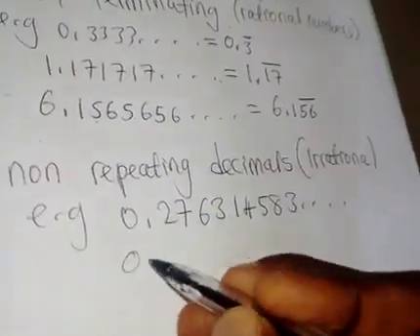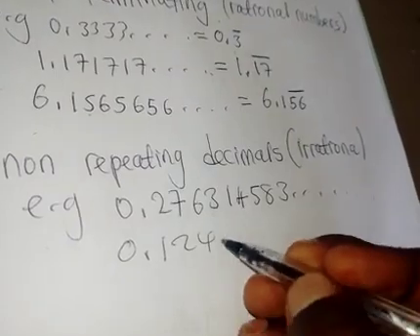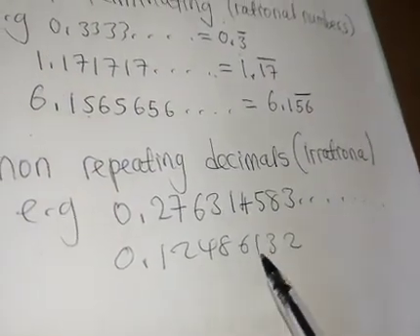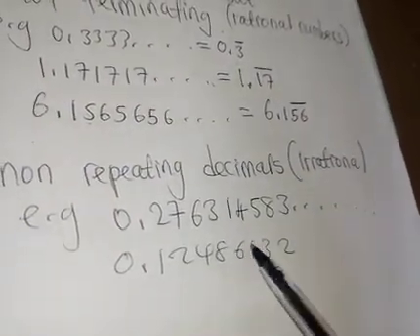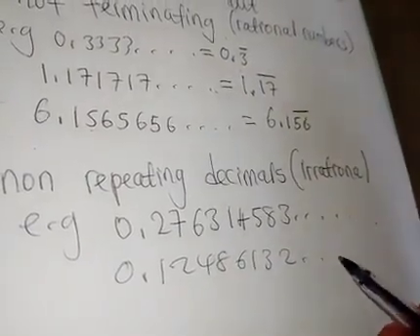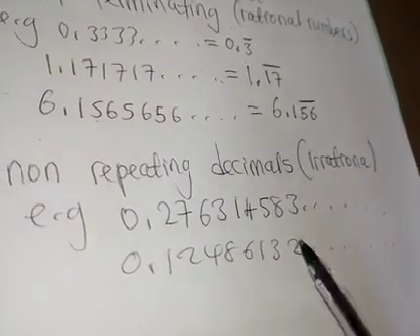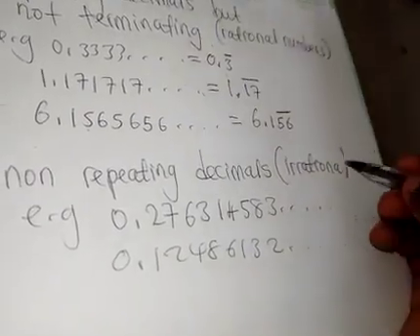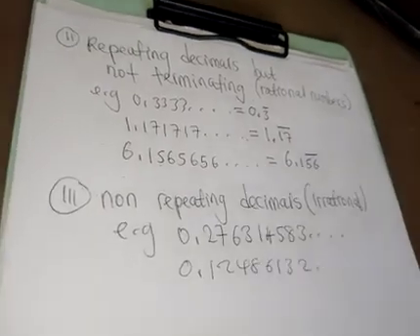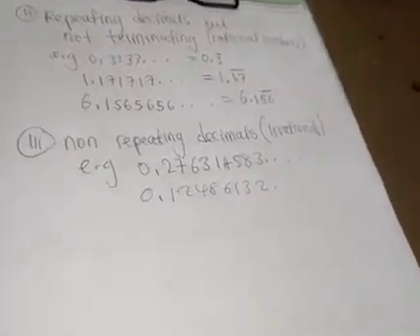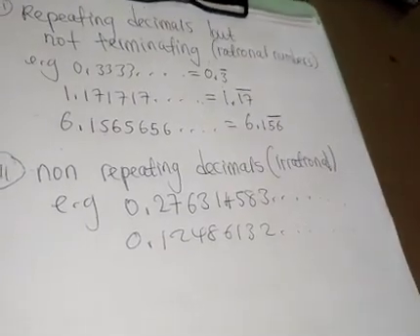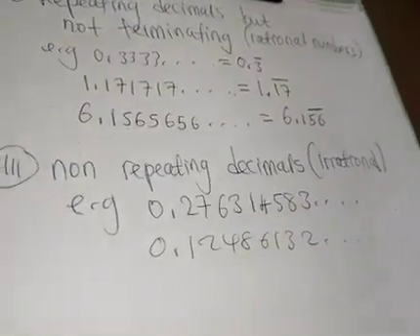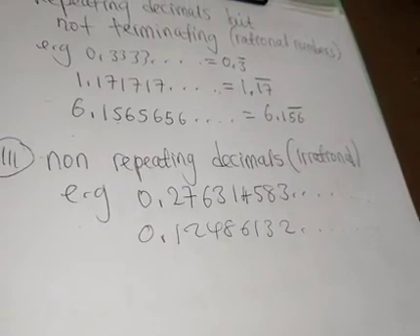You can have another one, maybe 0.124866132, just like that. There's no specific pattern formed in the numbers after the decimal point. So these are called non-repeating decimals. Hence, these are irrational numbers. Okay, so these are the three sets of decimal numbers, and to which group do they belong? Are they rational or irrational? Hope you have gotten the concept.